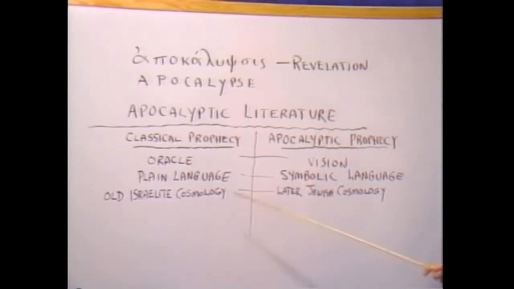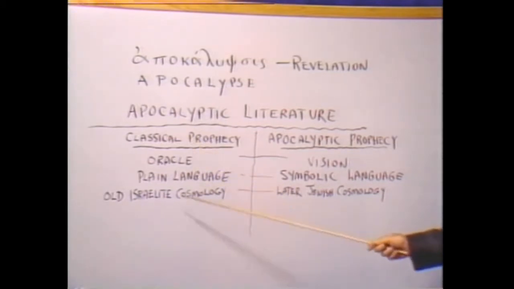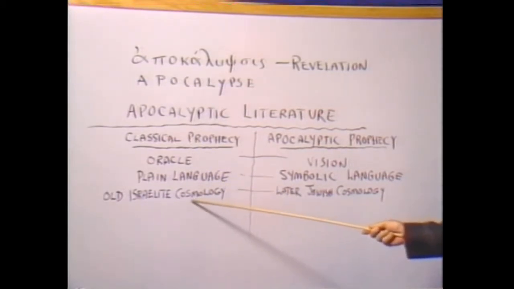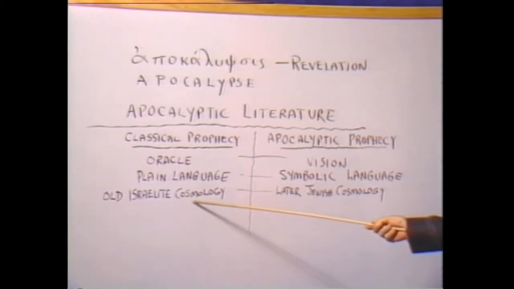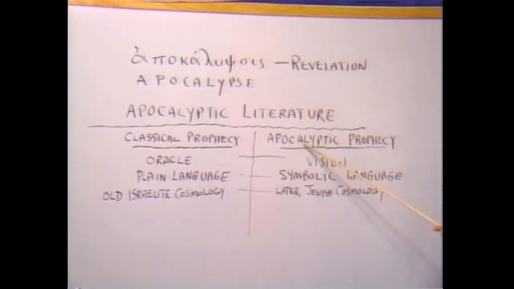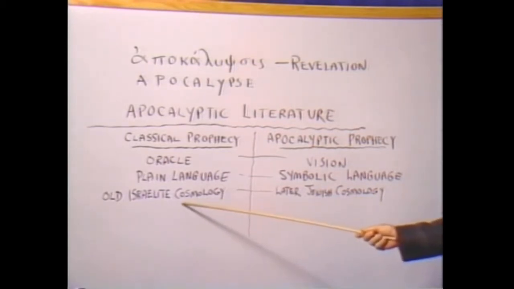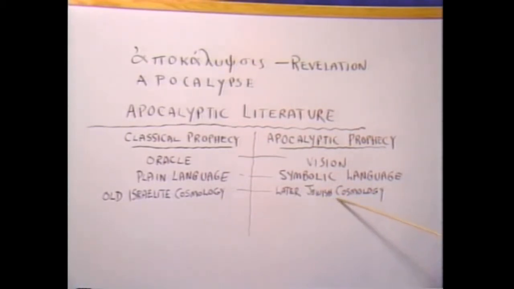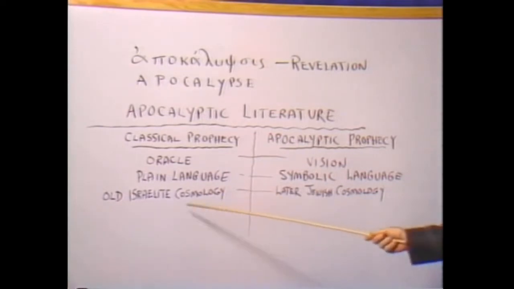Now we need to add a new trait. Classical prophecy assumes as its background an old Israelite cosmology, whereas the apocalyptic books in their background, this kind of prophecy, assume a different kind of cosmology. Now here's another technical word, cosmology. We have to distinguish between these two types of cosmology.